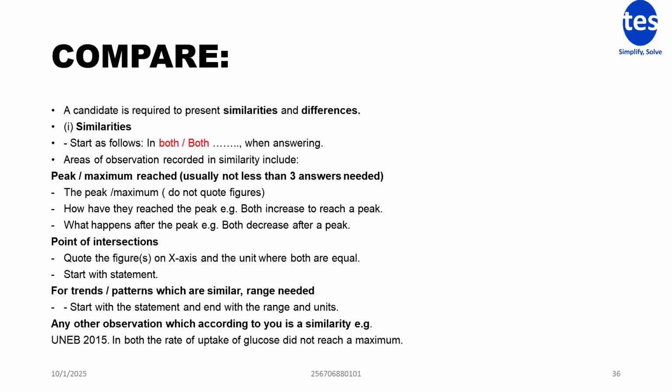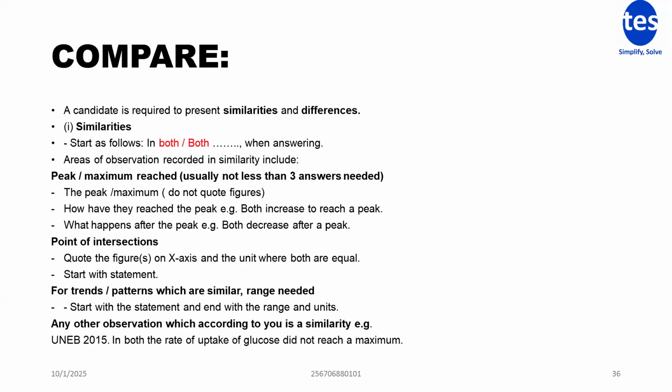Here we use the example of any other observation that is, according to you, a similarity. E.g., we can check UNEB 2015: in both, the rate of glucose uptake did not reach maximum. Before I answer the question, let me first finish this. When you see 2015, I know most people always hurry to put that it attains a maximum. Like I said earlier, when it increases, then levels off completely, we said it has attained the maximum.